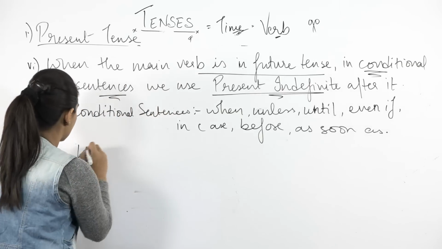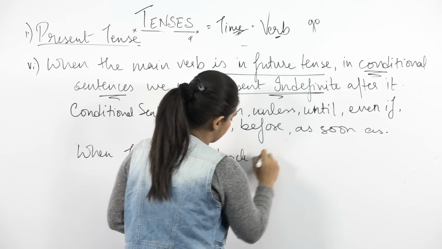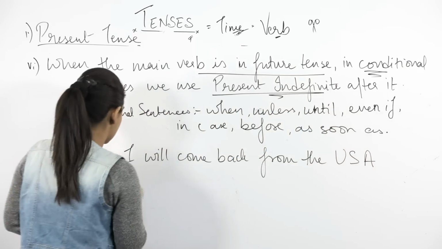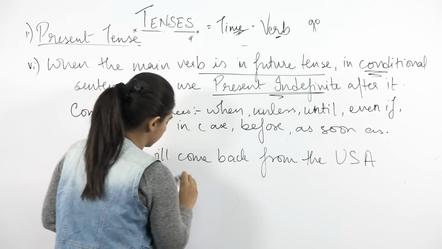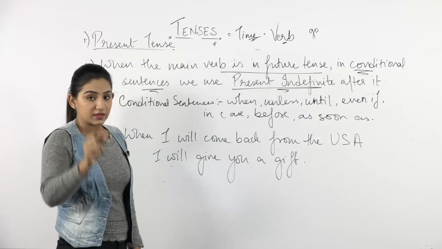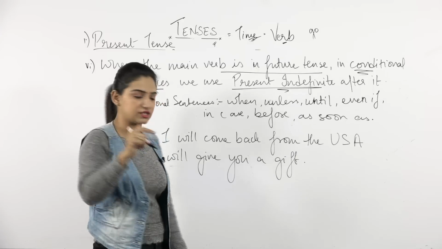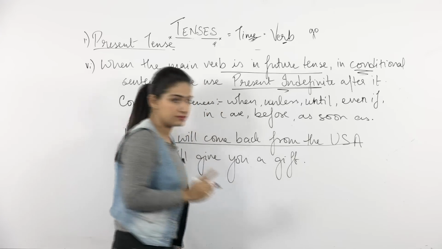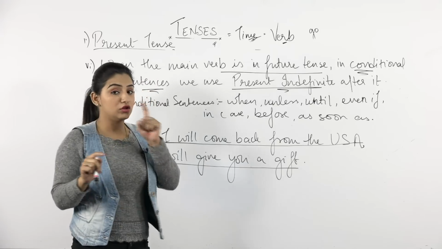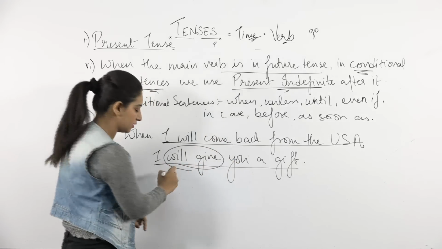For example, when I will come back from the USA, I will give you a gift. Now, the main verb is, we have two sentences in this sentence. ठीक है, हमारे इस sentence में ही दो sentences हैं. कौन से? I'll come back from the USA, and the second is I'll give you a gift. दो sentences हैं. Now, the main verb is I will give you a gift. That means the main verb is in what tense?